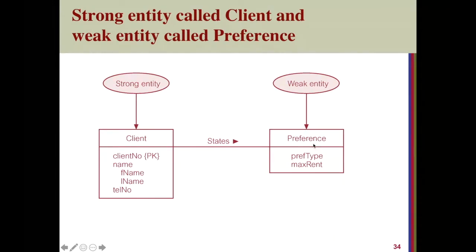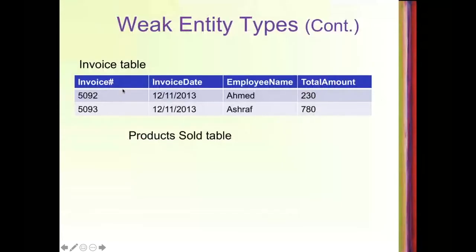Now the story is complete. Our preference entity is the weak entity because it cannot exist independently; on its own it is not complete. Client, only client data can exist independently. When I just say client number, client name, client telephone, you understand that I am referring to a person. It can exist independently. That's why we call it a strong entity.